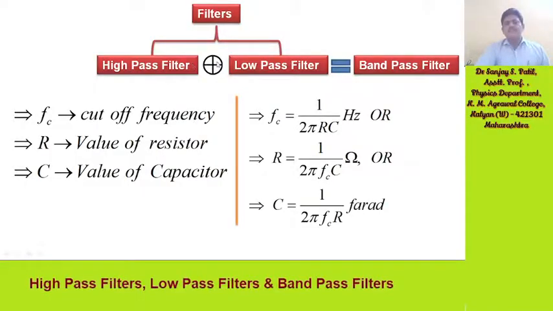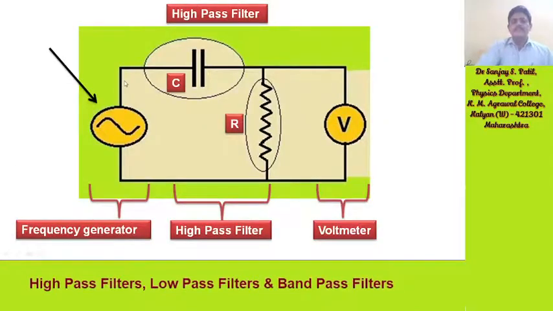So high pass filter plus low pass filter is equal to band pass filter. But initially we will see only the high pass filter. So this is the circuit. The capacitor is connected in series with the resistor in this manner, and this capacitor and resistor part is the high pass filter. This part is a frequency generator and the other part is the measuring part, a voltmeter.